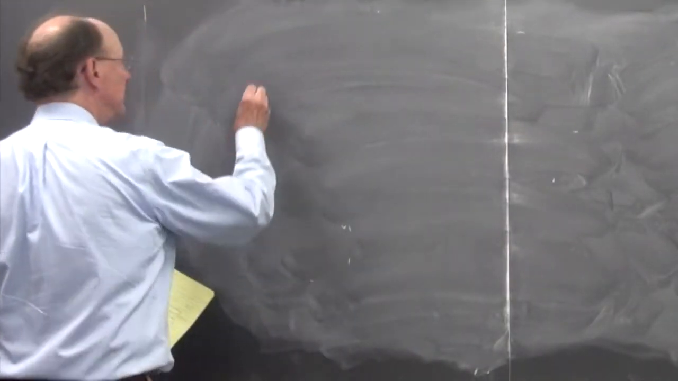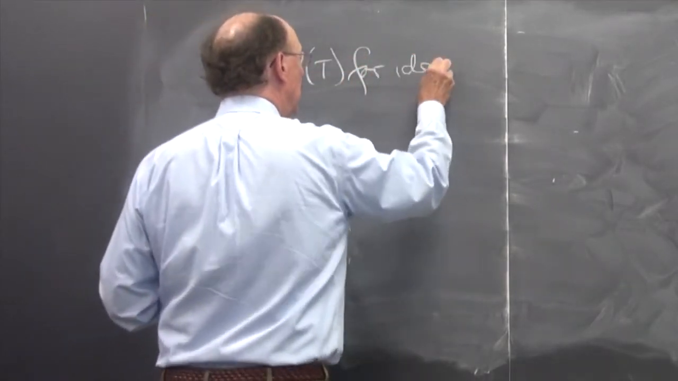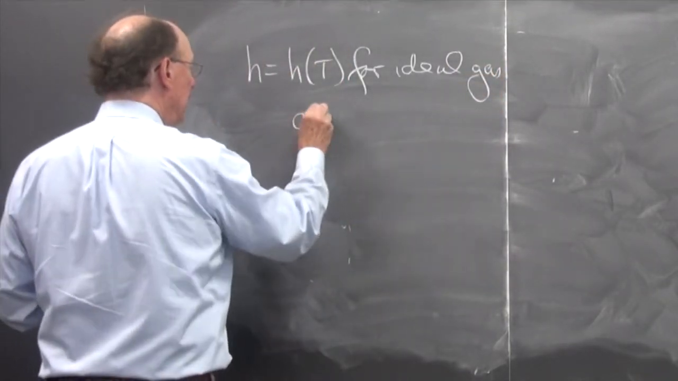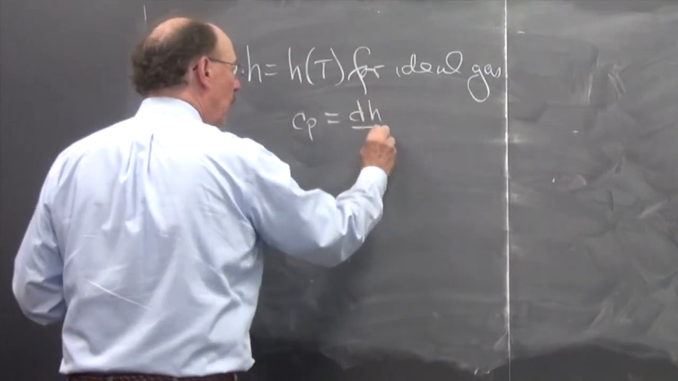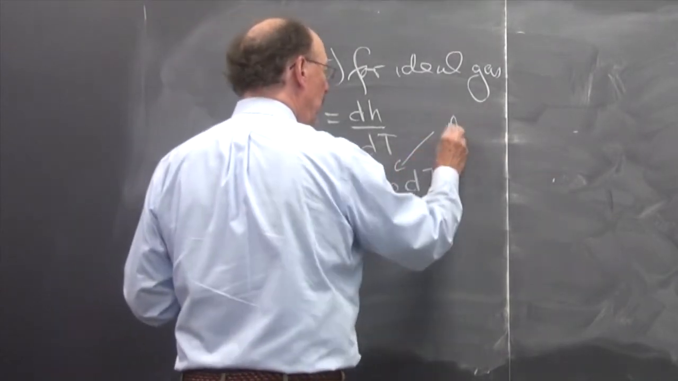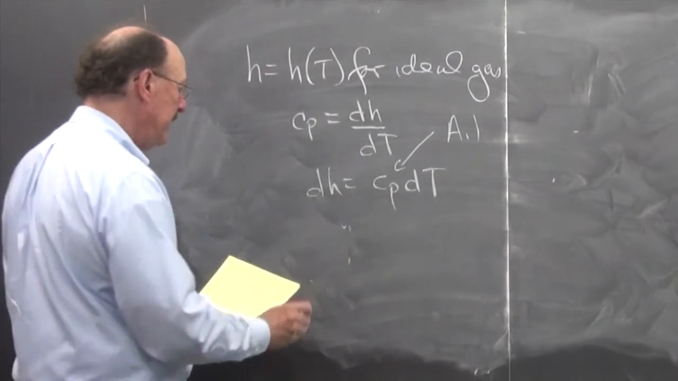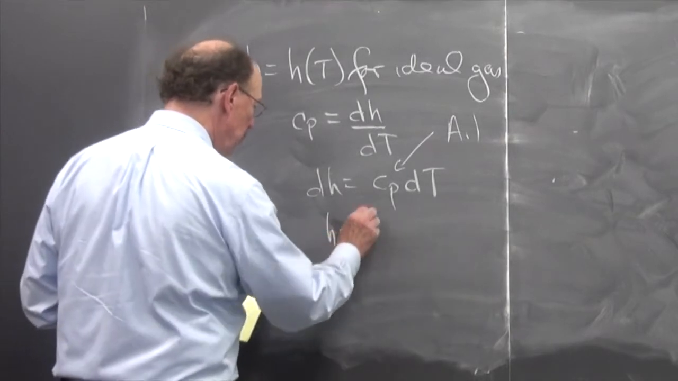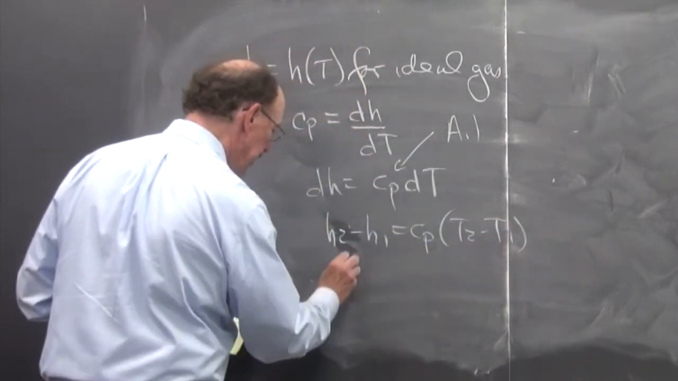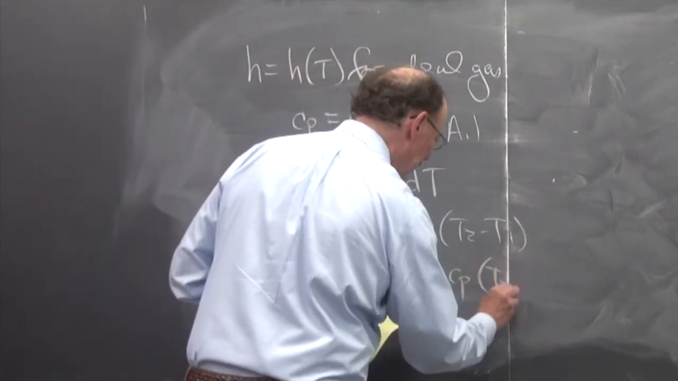So H is equal to H of T for an ideal gas. And thus I have that C sub P is dH/dT, or dH is equal to C sub P dT. Again, we find that in table A1. So we're looking to find that in table A1. I can integrate this, and I get H2 minus H1 is C sub P times T2 minus T1, and large H2 minus large H1 is m C sub P times T2 minus T1.